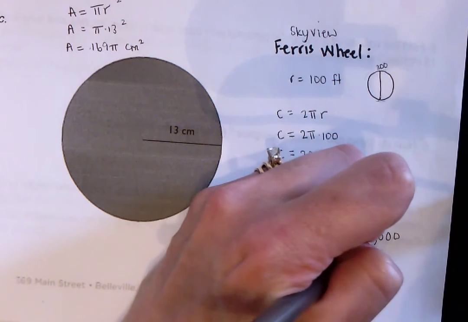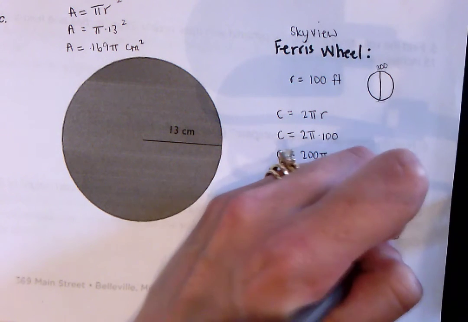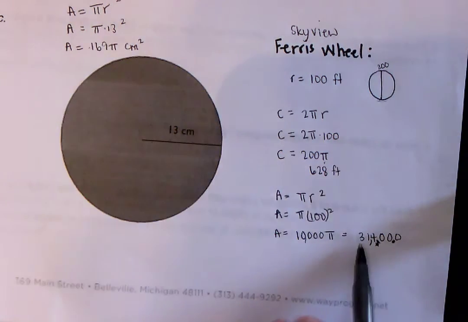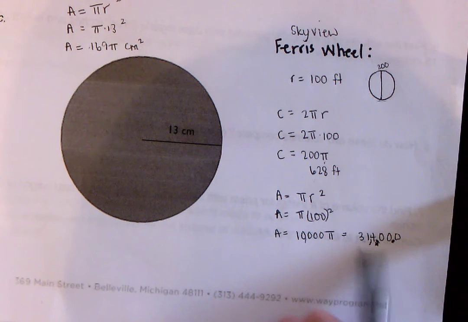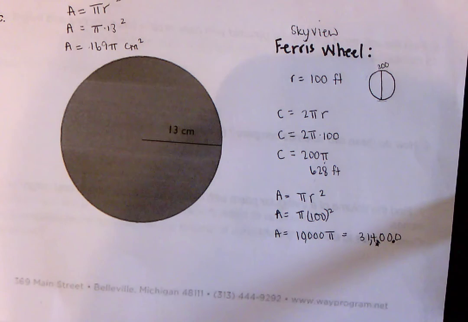Wrong place for the comma here. 31,400 will be the area. It would be feet squared.